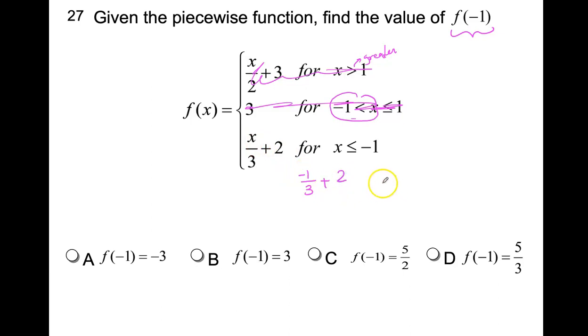Use your calculator, it will give you the correct answer. So it is 6 minus 1, which is -5 over 3. That's my answer over here. So this means my option, choice D, is the correct answer.